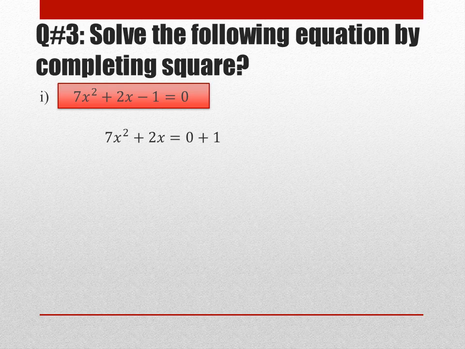Okay, the first step of completing square is to take the constant term to the other side of the variable. We must have only the variable terms on the left side and all the constant terms on the right side of the equation. So the constant term was minus 1, I have taken it to the other side, it would become plus 1. So 7x square plus 2x equals 0 plus 1 is the new equation. Adding 0 to 1 would be 1.